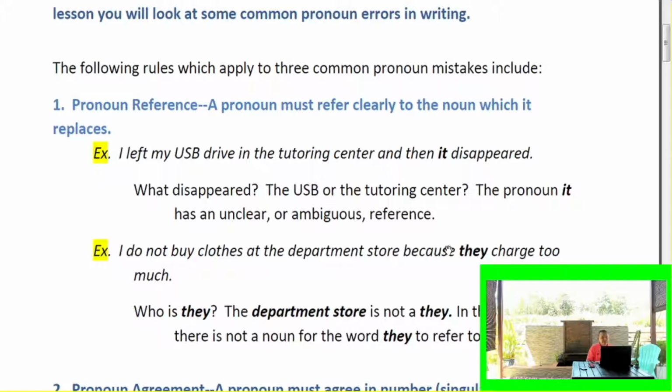So in this sentence, there is not a noun for the word they to refer to. So that's some of the mistakes here.